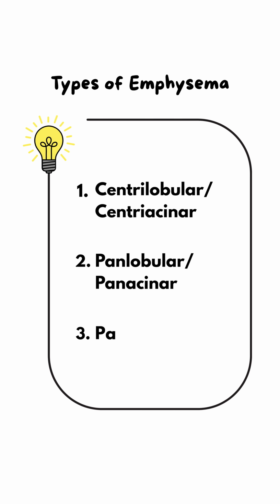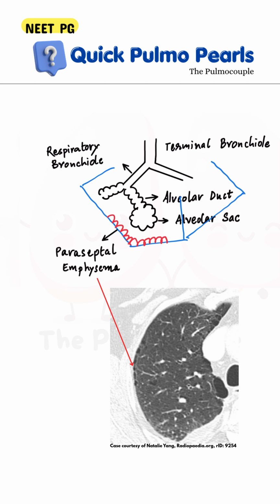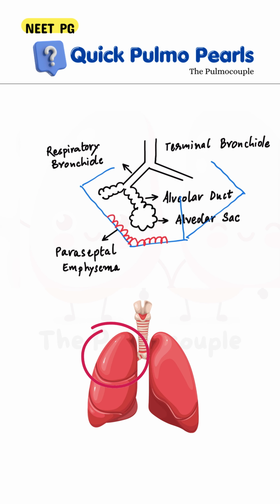And finally, we have paraseptal emphysema, which is somewhat different. It predominantly involves the distal part of the acinus, especially near the pleura or interlobular septa. It often spares the central acinus and is typically seen in the subpleural regions, especially of the upper lobes. It is often associated with spontaneous pneumothorax.